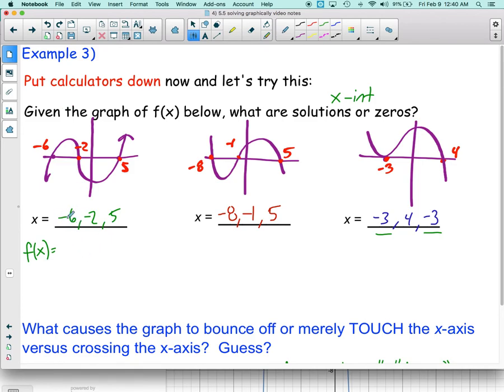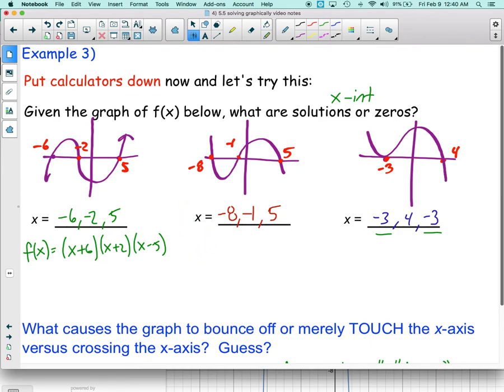So if I think about where negative 6 came from, that's going to come from an x plus 6. Where did negative 2 come from? It came from x plus 2. And where did positive 5 come from? It came from x minus 5. Okay, so here's the factored form of the function that would give us this graph, or something very similar to it.